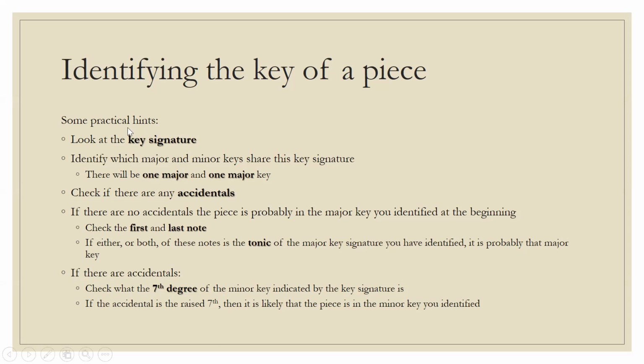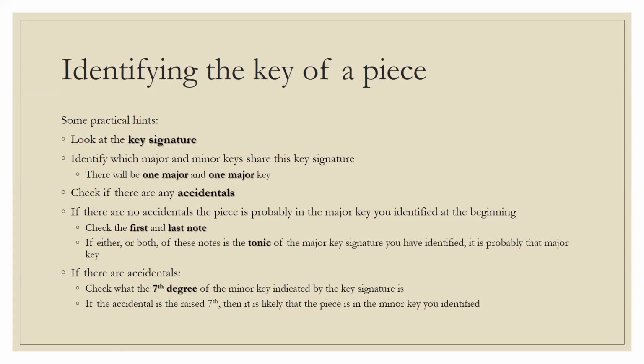Okay. So the first thing that we do when we are looking for the key of the piece is the key signature. Then we check if there are any accidentals. Who can remember what an accidental is? It's a note that doesn't fit into the key signature of the piece. Yes, so it's like an extra sharp or an extra flat.